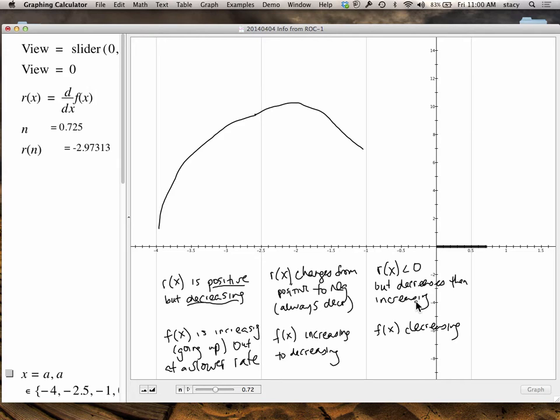Bethany. Where's Bethany? Bethany wasn't here. Harrison, what's the girl's name next to you? Miranda. Great. Miranda, what do you think? You don't know? If the rate is negative, what is the function doing? Dakota, can you help her out?